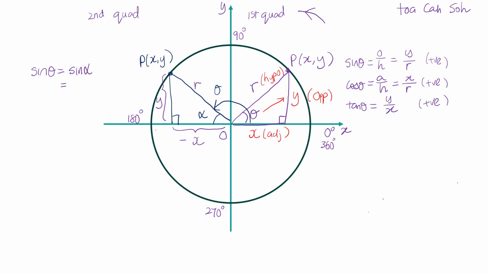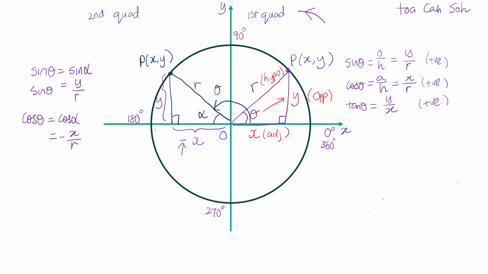But if you look at your sine alpha, the ratio is opposite over hypotenuse. So the opposite is y, your hypotenuse is r. Let's look at the ratio for cosine theta. So the cosine theta is equal to cosine alpha. But let's look at cosine alpha now. Your cosine alpha is no longer a positive value. Why is it no longer a positive value? Because your adjacent now is a negative. So it's negative x over r now.